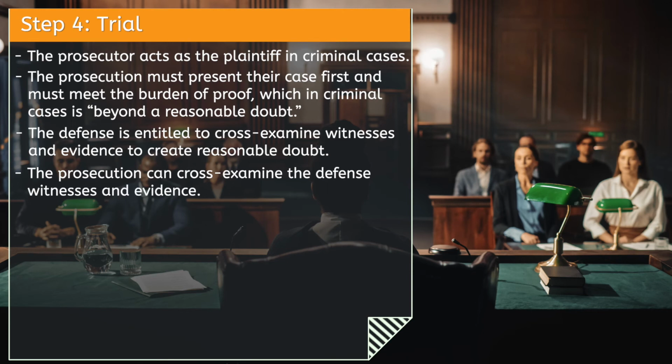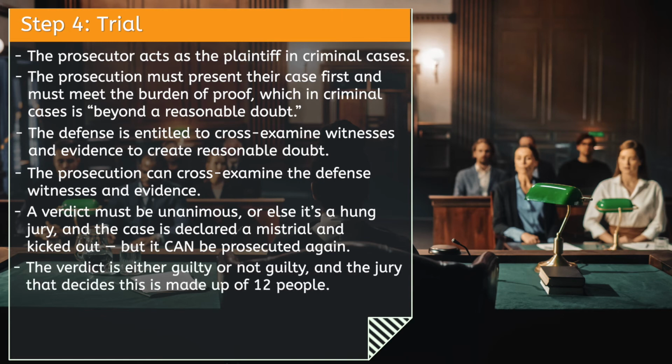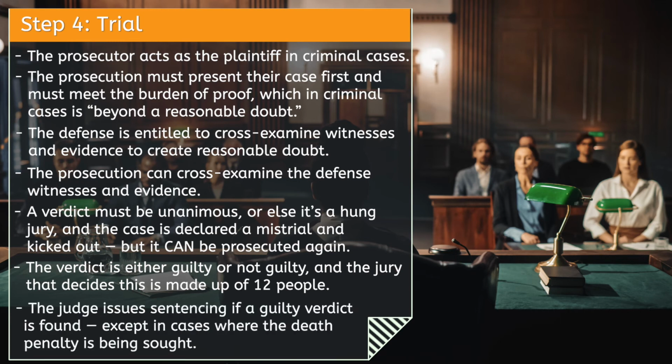The prosecution can cross-examine the defense witnesses. Once both sides present their cases and closing arguments are made, the jury deliberates on the case and returns a verdict. A verdict must be unanimous, or else it's a hung jury and the case is declared a mistrial and kicked out, but it can be prosecuted again. The verdict is either guilty or not guilty, and the jury that decides this is made up of 12 people. If a guilty verdict comes back, we have sentencing. It's the judge, not the jury, that issues sentencing if a guilty verdict is found, except in cases where the death penalty is being sought.